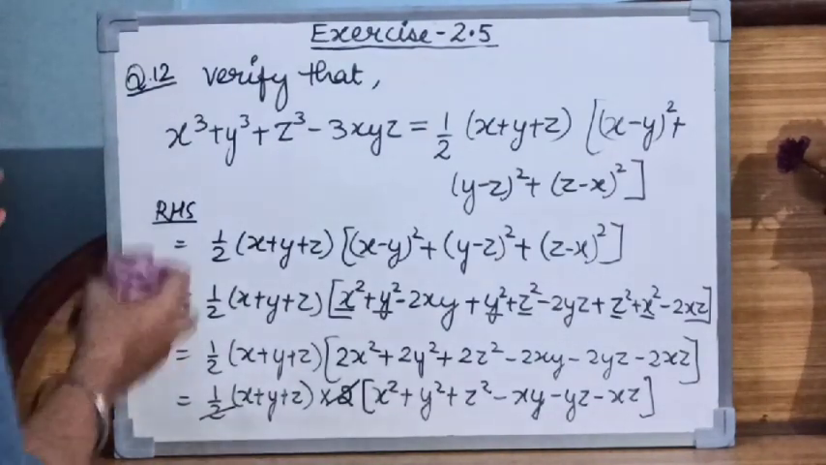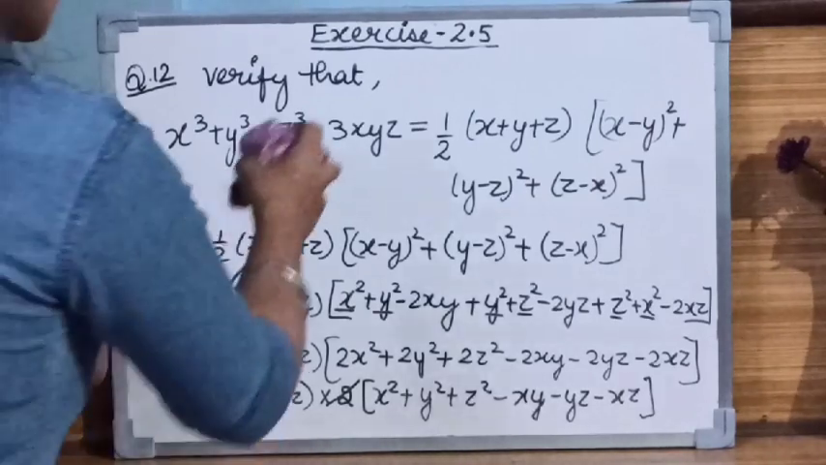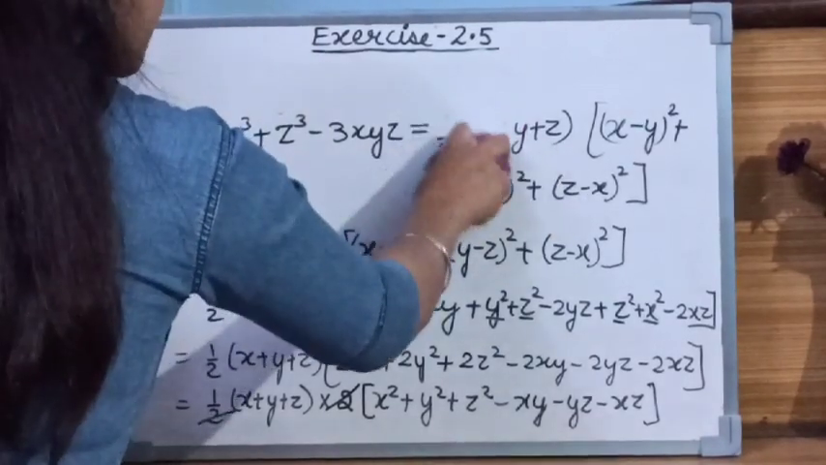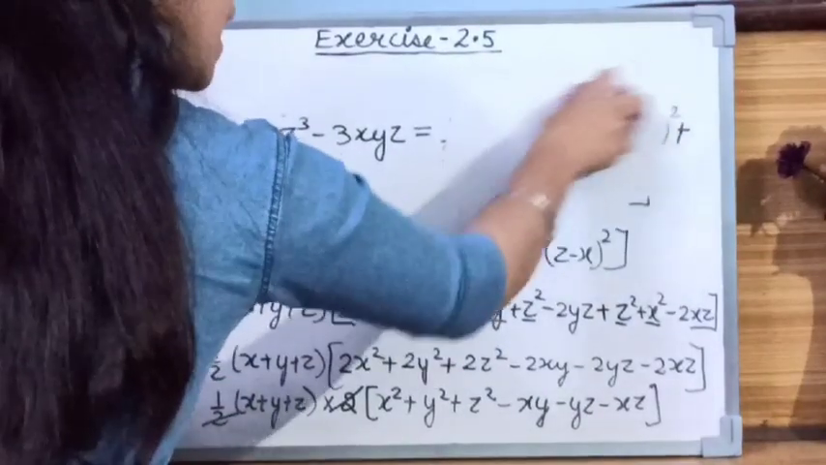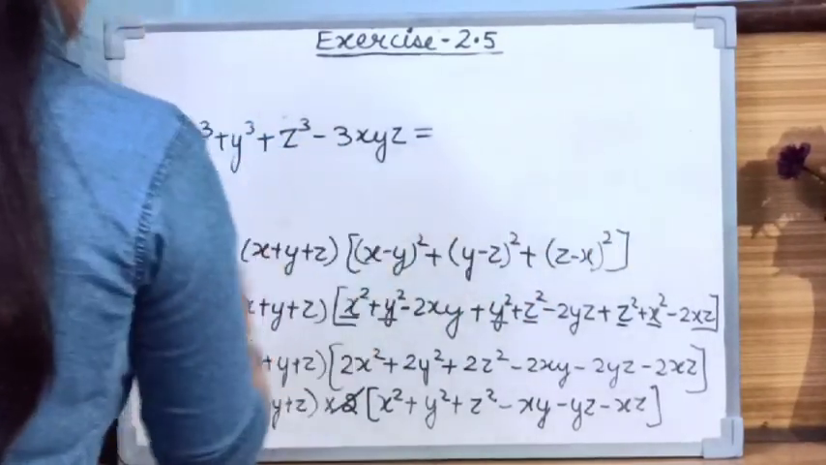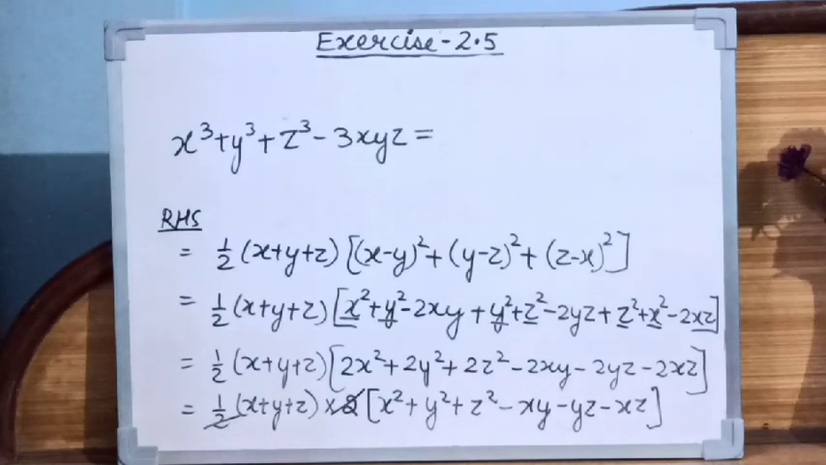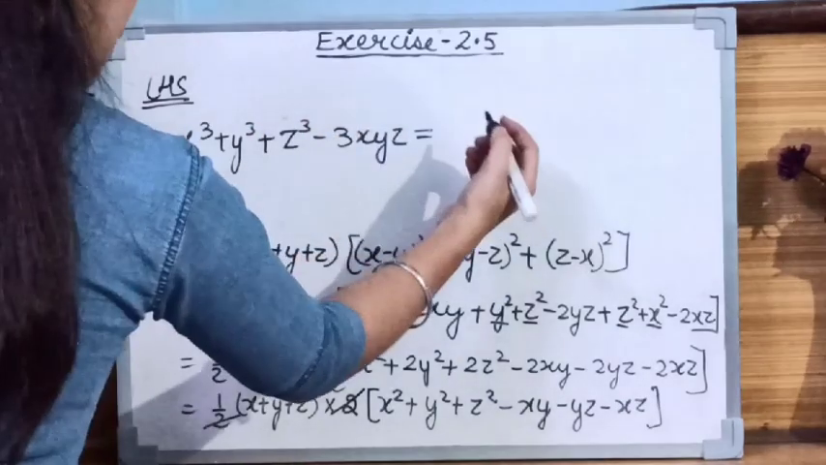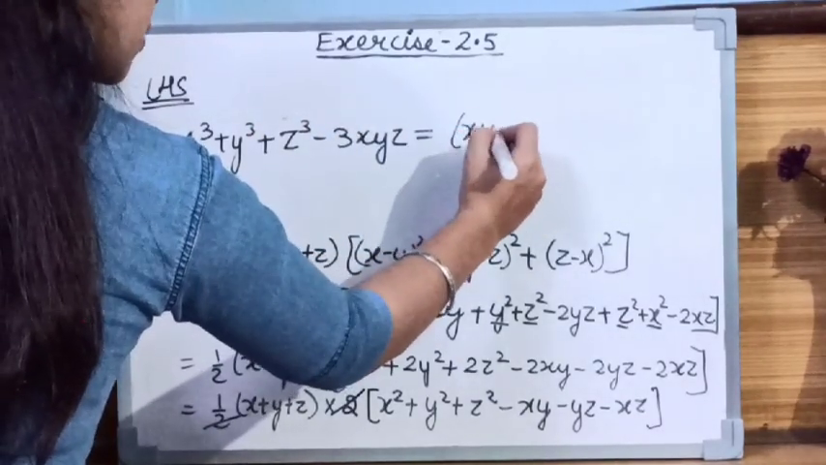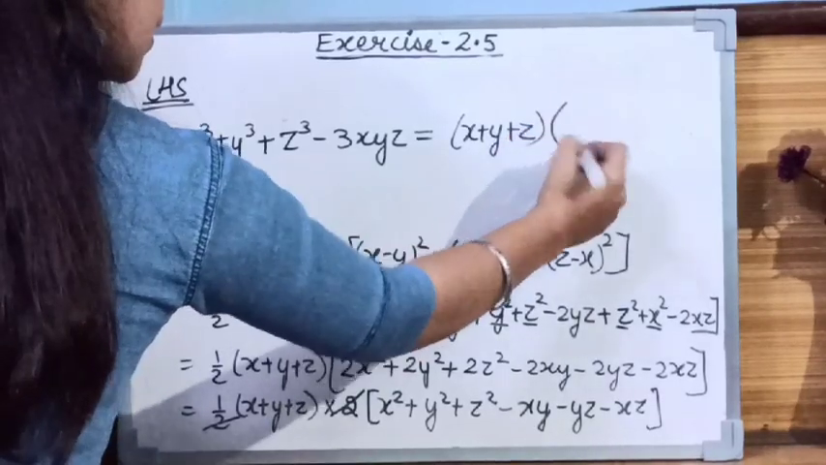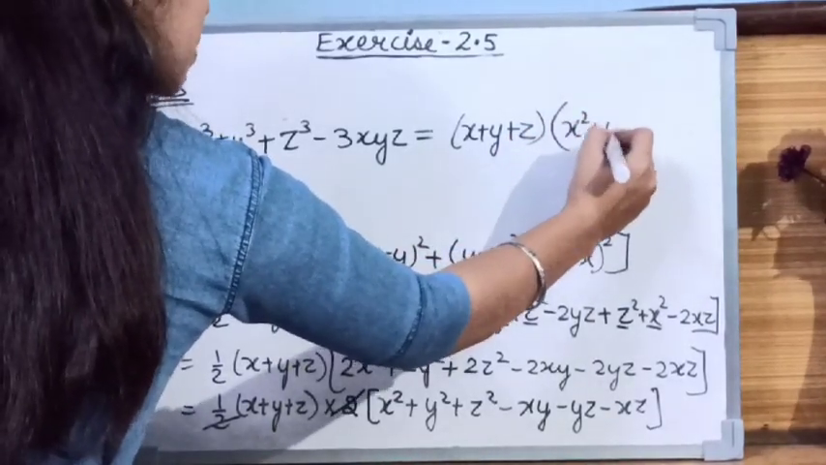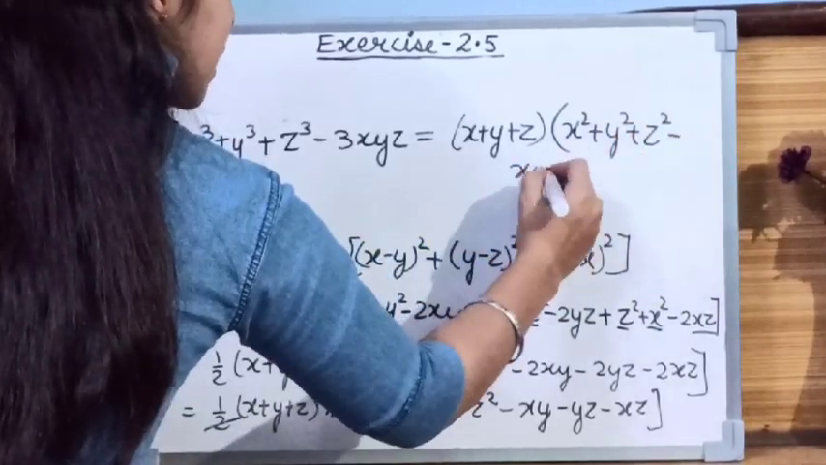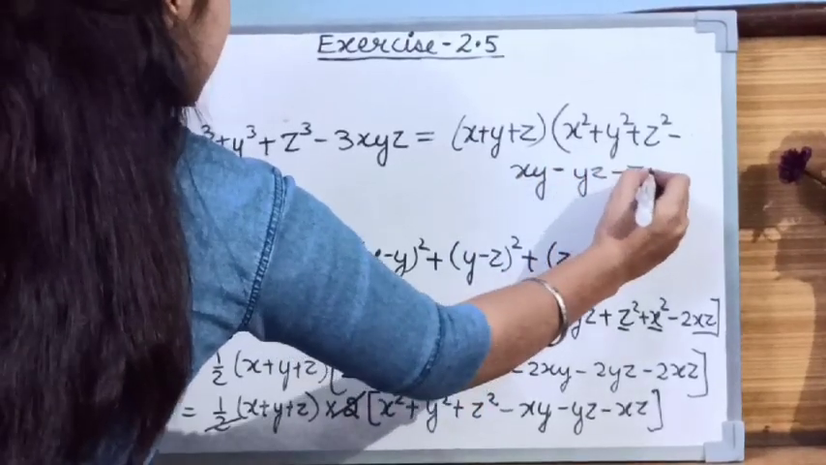And students, now I am going to solve the left hand side part. In the left hand side part we have x cube plus y cube plus z cube minus 3xyz, and you know the identity for it, the identity of a cube plus b cube plus c cube minus 3abc. For that we have a plus b plus c, that means x plus y plus z, in one bracket, and then a square, that is x square, plus b square, that is y square, plus c square, that is z square, minus ab, that is minus xy, minus yz, minus zx.